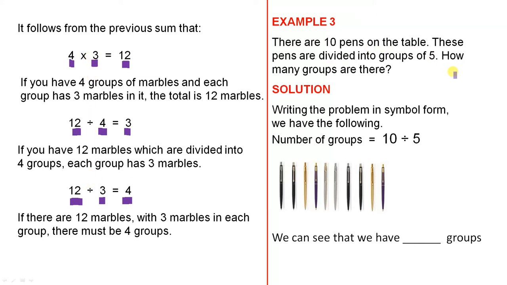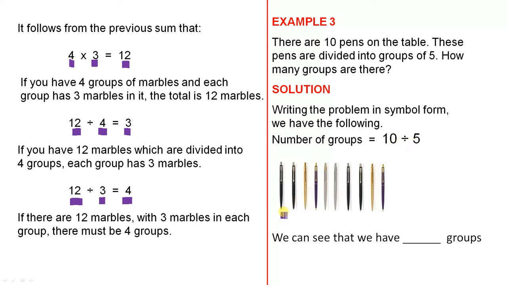Example 3. There are 10 pens on the table. These pens are divided into groups of 5. That means that each group has 5 pens. How many groups are there? Writing the problem in symbol form, we have the following. The number of groups equals 10 divided by 5.